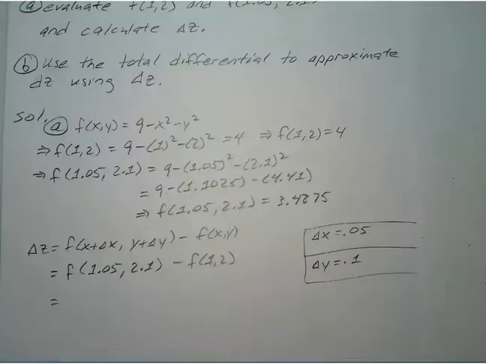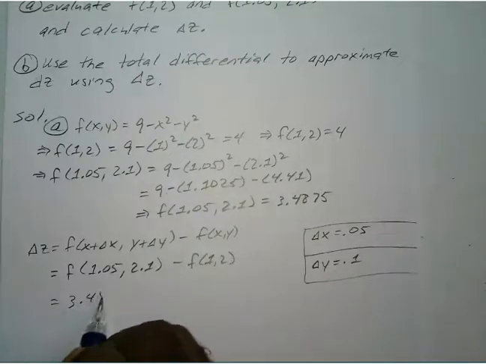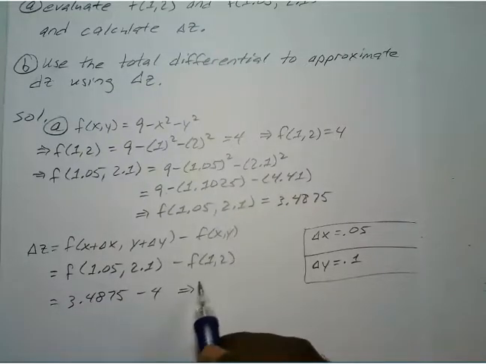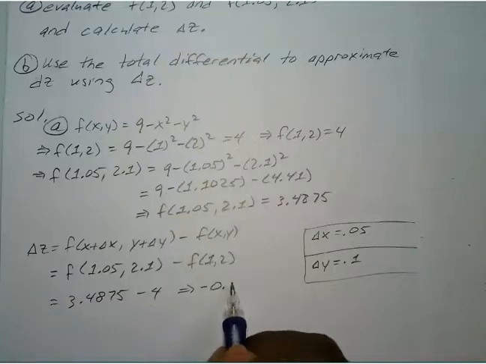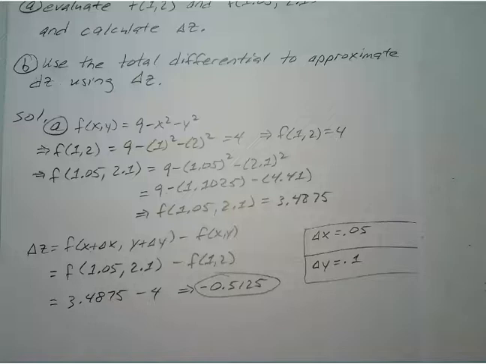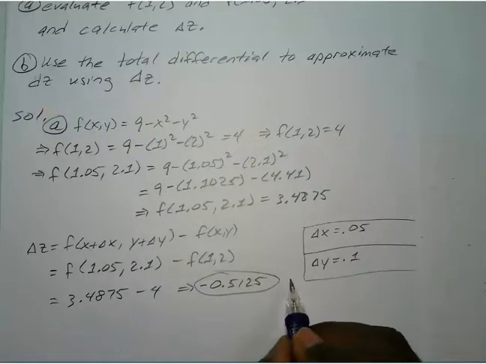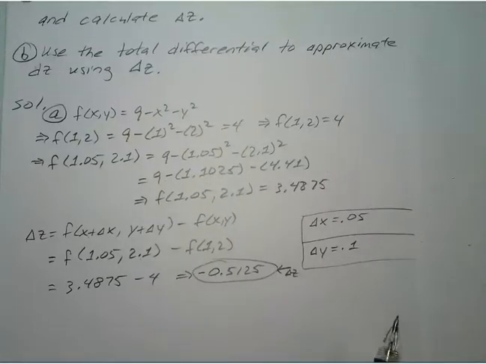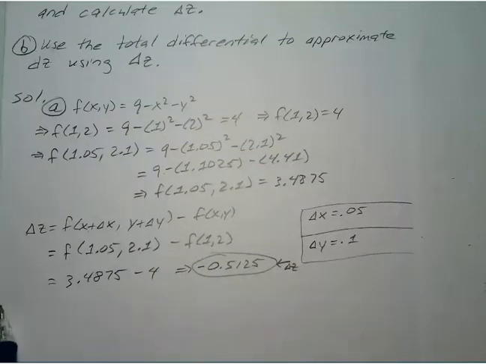Okay, so that means you have 3.4875 minus 4, which means your delta z is equal to negative 0.5125. Okay, so this is your delta z. Alright, so we're going to use this to solve for our dz.